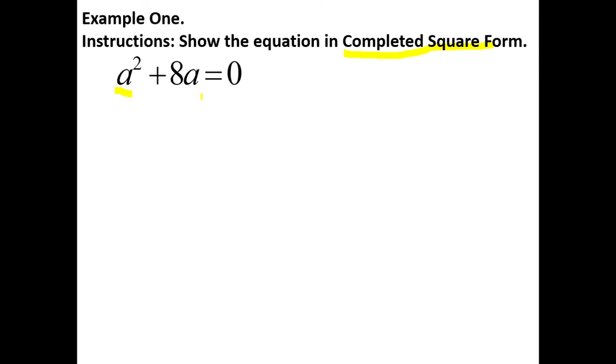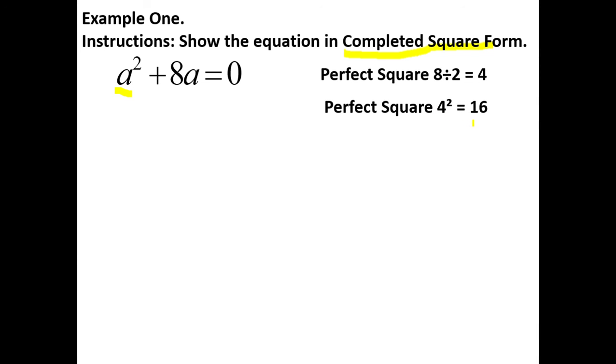Well, having just looked at our first page, we know that if you take half of the number in the middle, 8 divided by 2, which gives you 4, and you take that 4 and square it, 4 squared gives you 16. The 16 is the number you're going to need to put in here to make a perfect squares quadratic equation. The 16 is the number that we're going to add to both sides of the equal sign. You're allowed to add whatever number you want as long as you add it to both sides of the equal sign. So we're going to add 16 on this side and also on this side. So 0 plus 16 gives you 16.